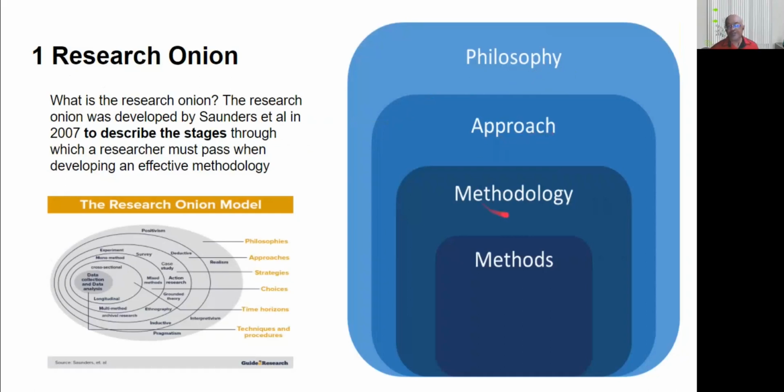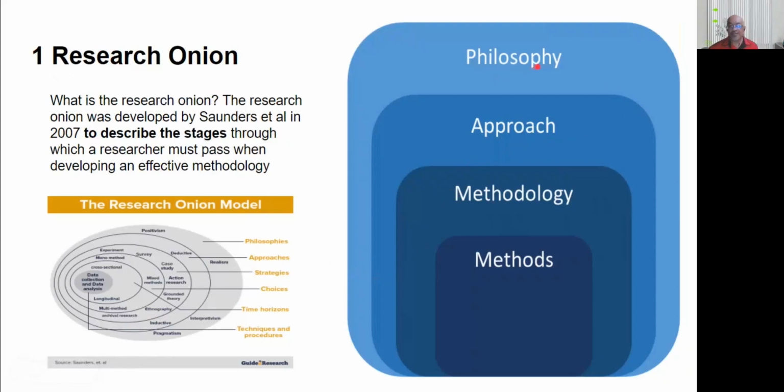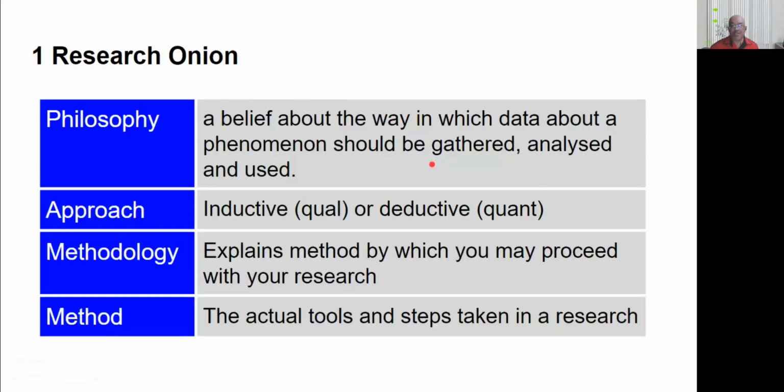Philosophy, approach, methodology, method. So we are going to this methodology. This is the summary of what we've been through, what I have told you about: these four things, philosophy, approach, methodology, and also method. This is the outermost layer, the second layer, methodology. And we skip some of the things in the research onion.